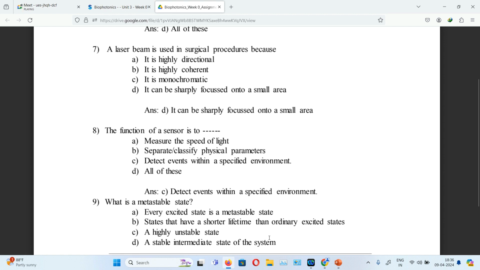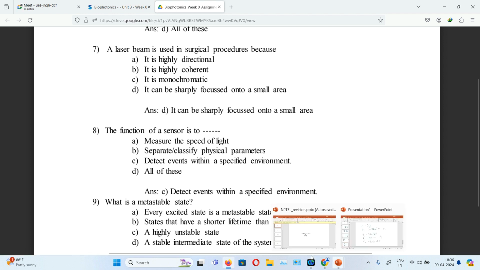So what is meant by that? The stability at that particular state is less. If it is coming back very fast, it has a shorter lifetime, which means less stability. So it is not metastable. A highly unstable state means it cannot even stay there. It is not at all stable, so that is also not a metastable state. A stable intermediate state of the system, that is actually the metastable state.